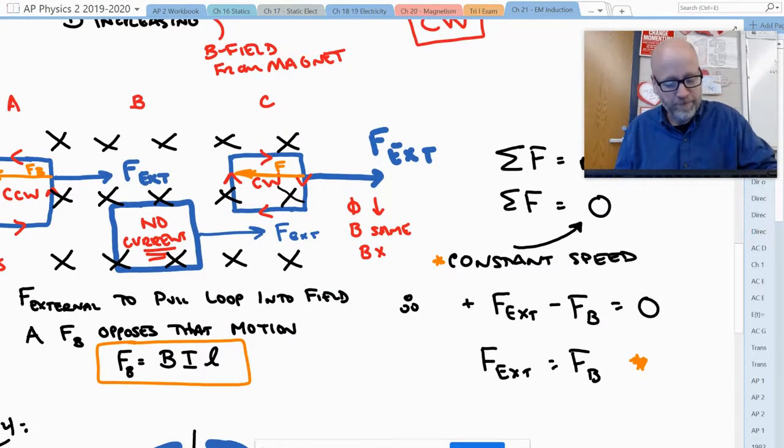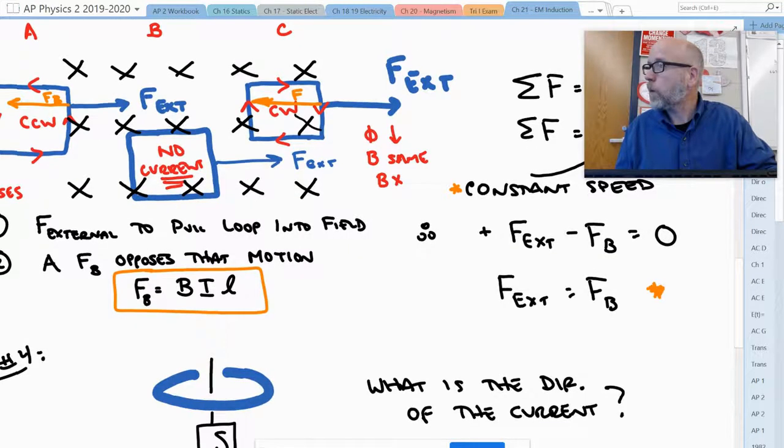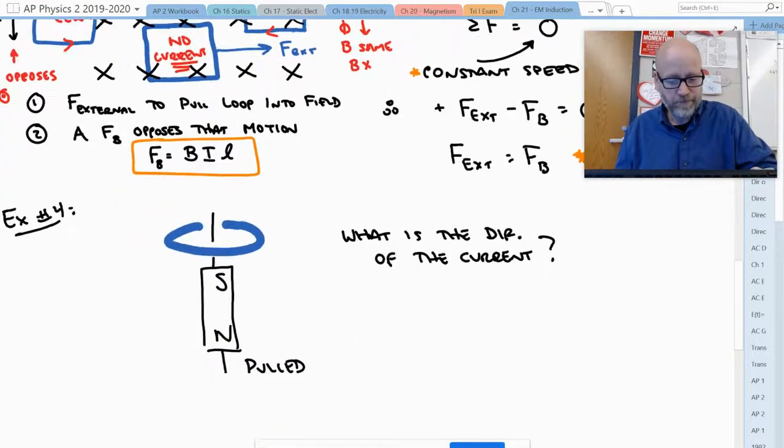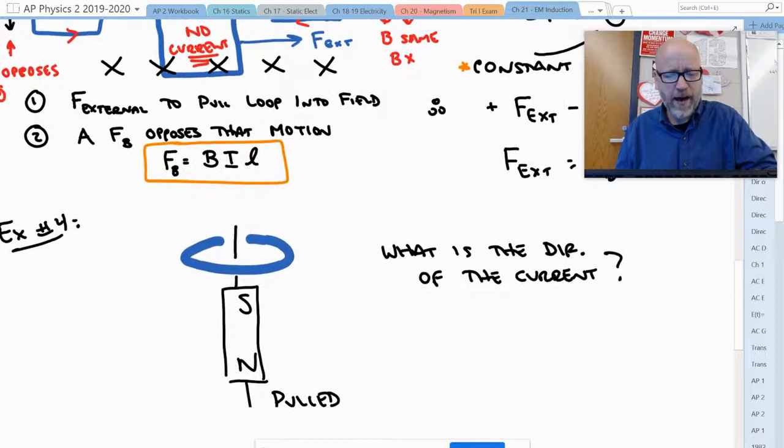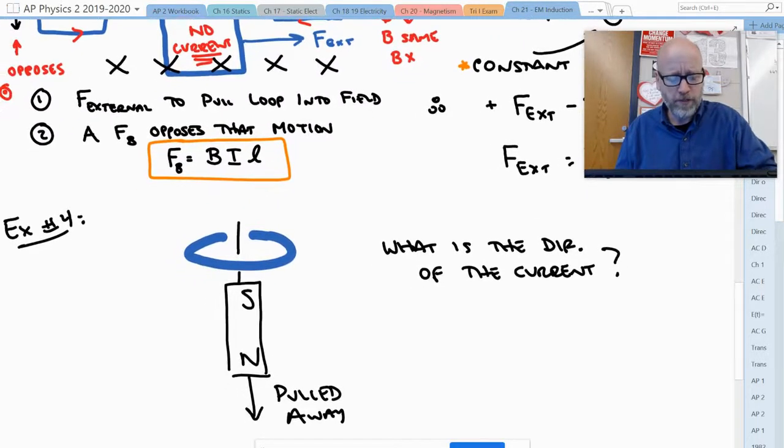All right, moving on. Example number 4. Still hanging in there? Let's try this one. In fact, I'm going to ask you to push pause if you know what's going on and do this one yourself.